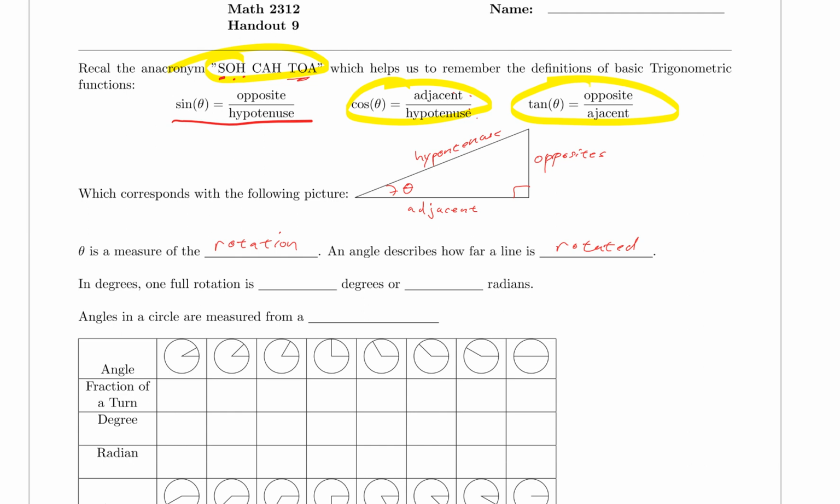In degrees, one full rotation is 360 degrees, or 2 pi radians.